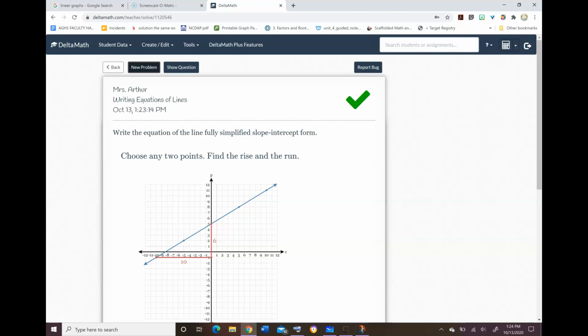So that's all you have to do. The big thing I think you need to worry about is making sure that it's a positive slope or a negative slope, okay? So I hope this helps. Let me know if you need anything else.